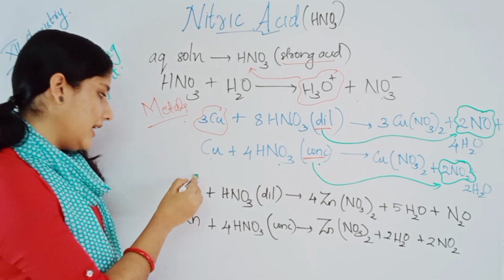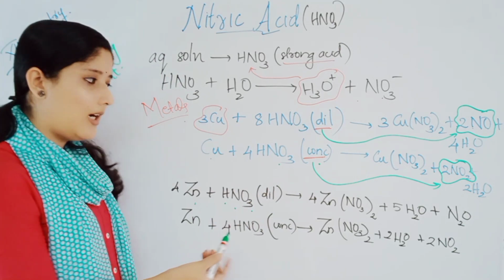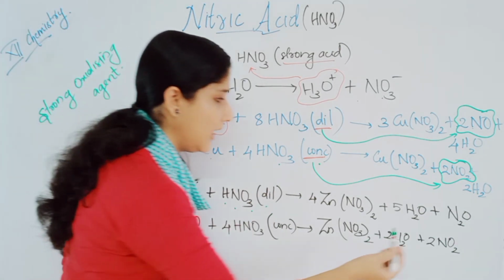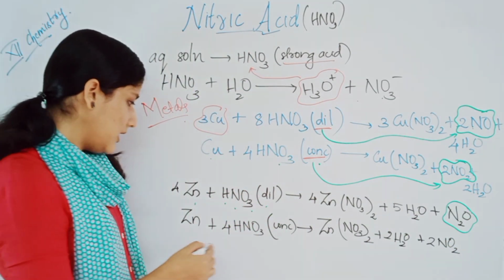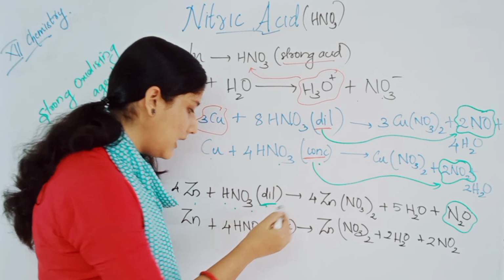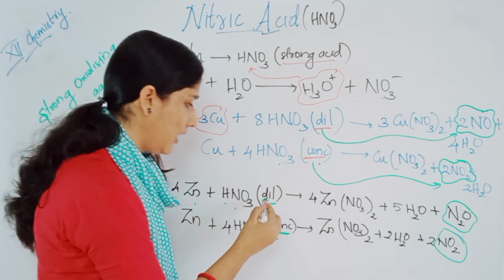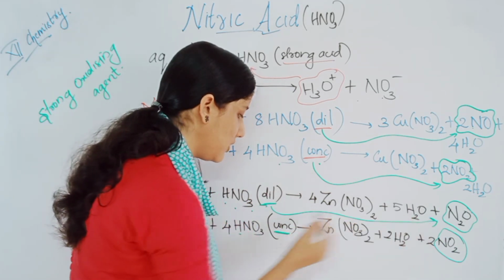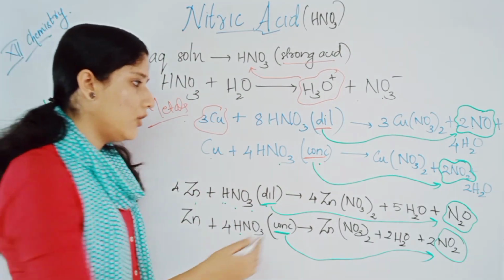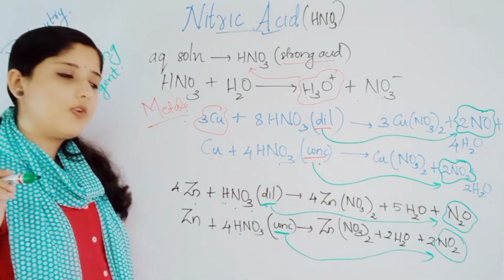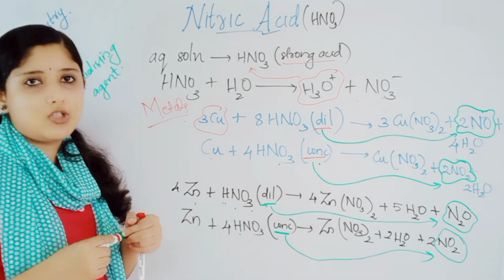Next, regarding zinc metal. When zinc reacts with dilute HNO3, you will obtain N2O, dinitrogen oxide. When it reacts with concentrated nitric acid, the product is NO2, nitrogen dioxide. Study this equation and also the difference: with dilute nitric acid you get N2O, and with concentrated nitric acid you get NO2. These are the main important reactions.